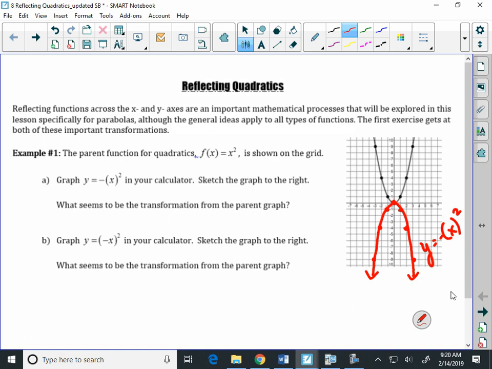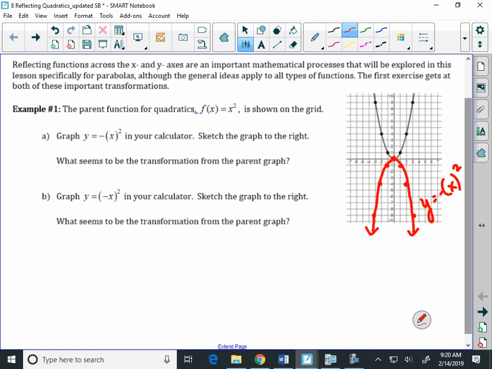And hopefully what you notice about that is that the graph flips over the x-axis. And just a reminder for a couple of you who might need it, this is the x-axis. This is the y-axis. What we did is we flipped it over.